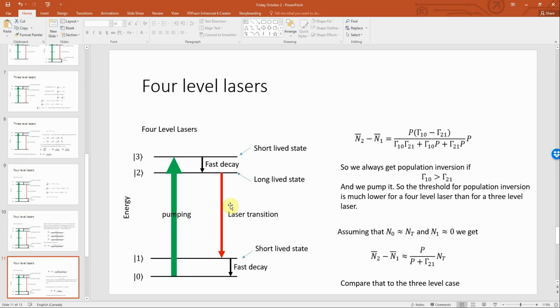And so that's why we're still interested in 4-level lasers, even though it doesn't seem like there's that much of a difference. It turns out that if you actually look at the differential equations that describe these transitions, the threshold for getting population inversion is significantly lower.